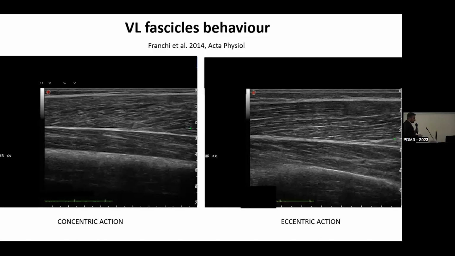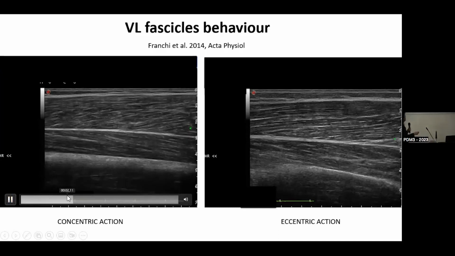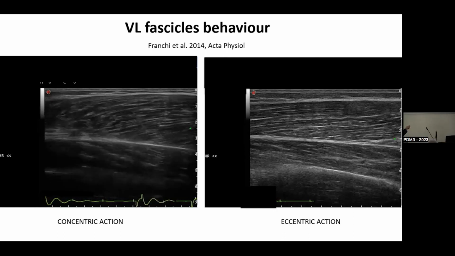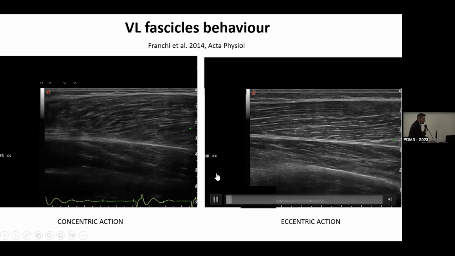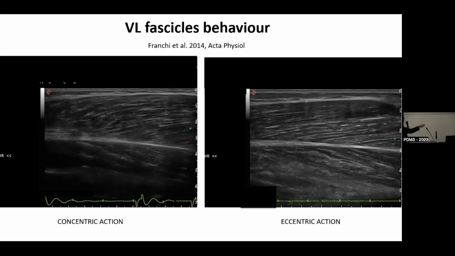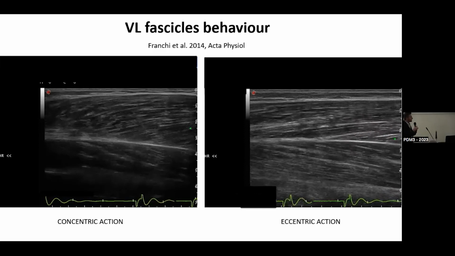And moreover, concentric and eccentric action produce two different mechanical stimuli of the fascicle behavior. Here, a rise of pennation angle and a shortening of fascicle is seen. This was a video of vastus lateralis acquired on a leg press exercise. And instead, in an eccentric action, so the lowering phase, first the muscle takes the load, and then there is a clear lengthening of these fascicles.